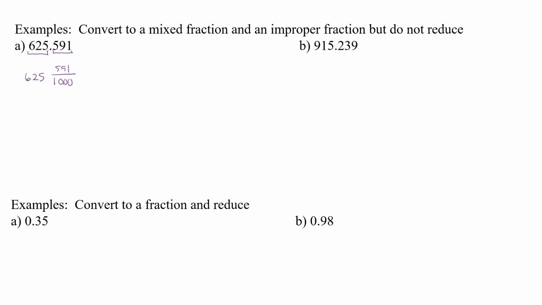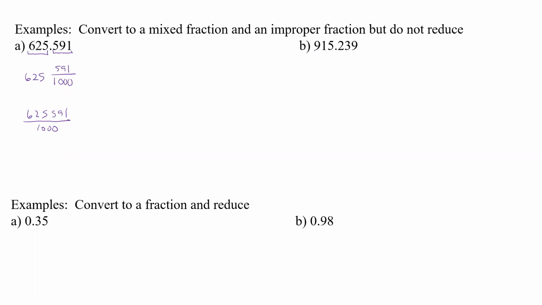And an improper fraction, well, we're just going to do like we normally do. We take this times this plus that. So it's going to be 625,591 all over 1,000. Okay, so that right here is going to be our improper fraction, and that's how we get to it.